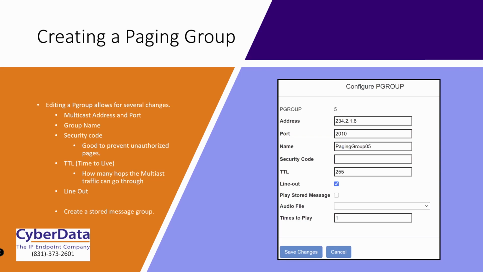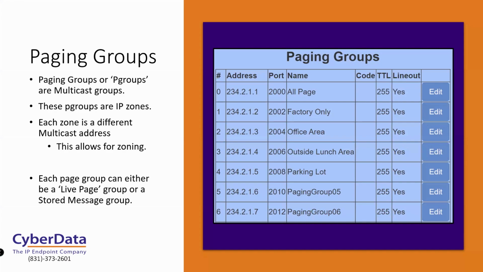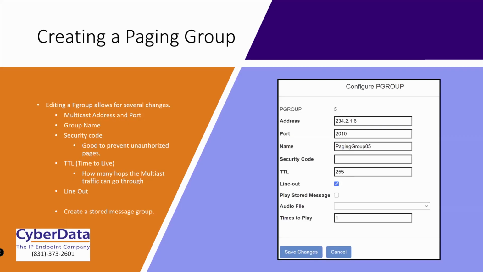For example, in the previous slide, you can see that we've got the groups named as such. The first group is an all page group. The second group is a factory only group. The third group is the office area. So if you give definitive names and names that are easy to understand by humans, it makes troubleshooting in the future a lot easier to understand what that particular group is supposed to do.